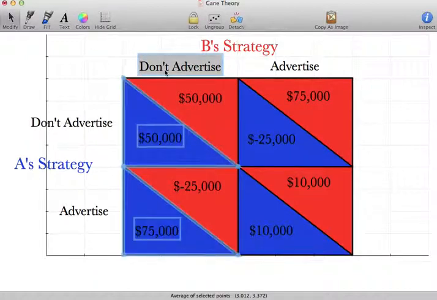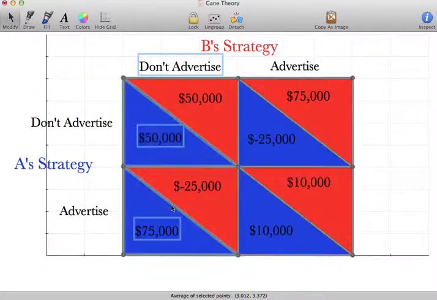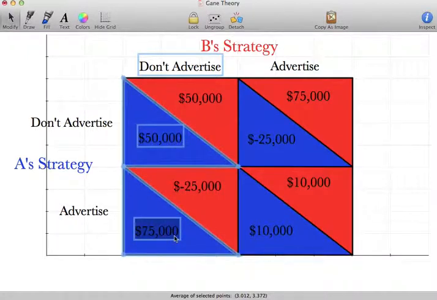And the same holds for A. If A and B agree that they won't advertise, does A have an incentive to cheat? Yes. Because if A keeps to the agreement, profits will be equal to 50,000. But if they lie or cheat on this agreement and agree with B that they're not going to advertise and advertise anyway, their profits will go up to $75,000. So both parties have an incentive to cheat.